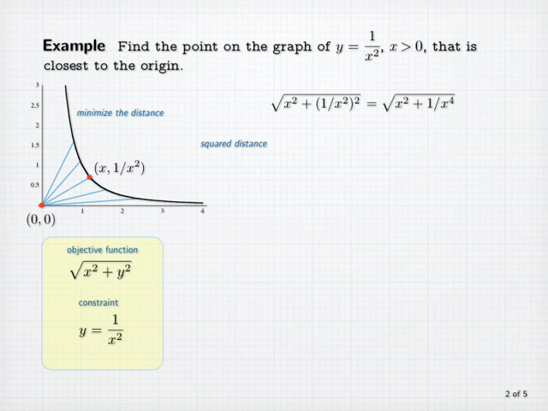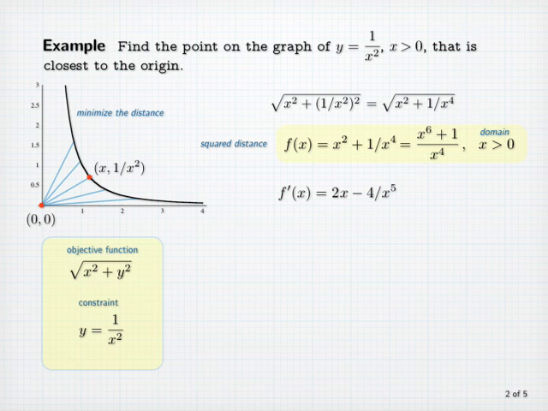So let's define f of x equals x squared plus 1 over x to the fourth, which we can also write as x to the sixth plus 1 over x to the fourth. Our domain for this function is all x greater than 0. So we have a minimization problem posed on an open, unbounded interval. Now let's compute the derivative.